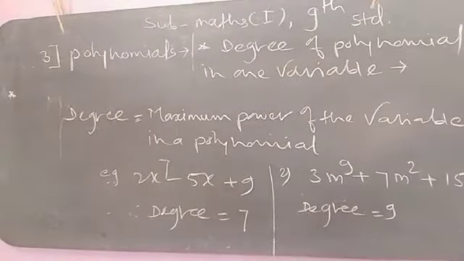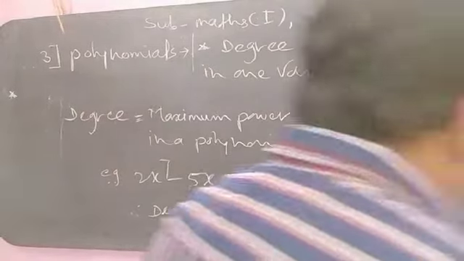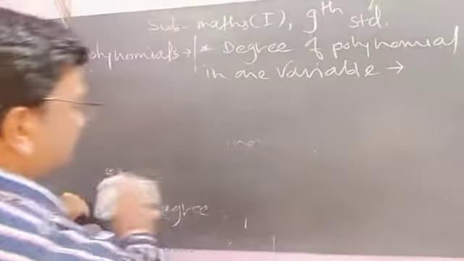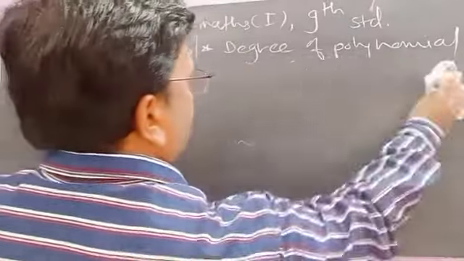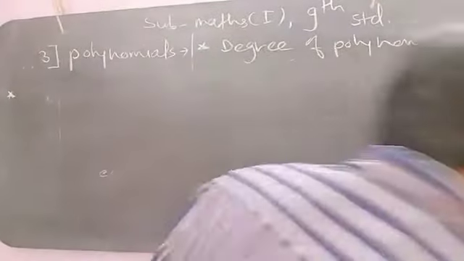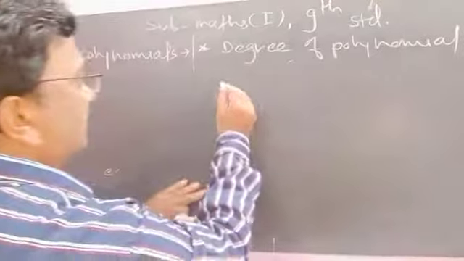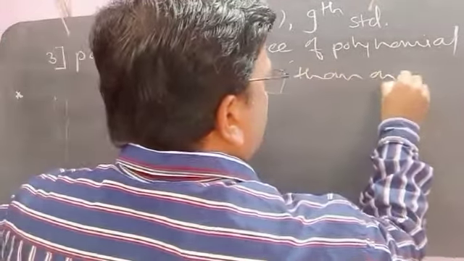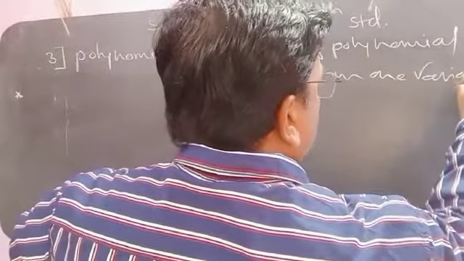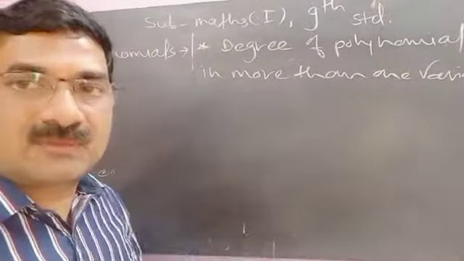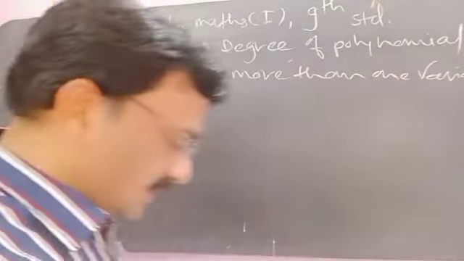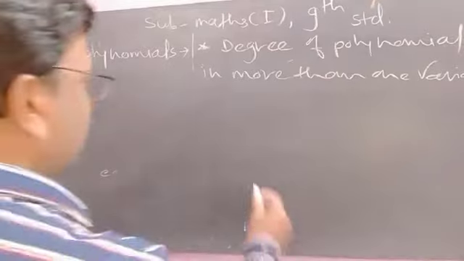Okay. Then the degree of a polynomial in more than one variable. If the variables are more than one, for example, how can we find out the degree of that polynomial? For example, 3m cube n raised to 6.